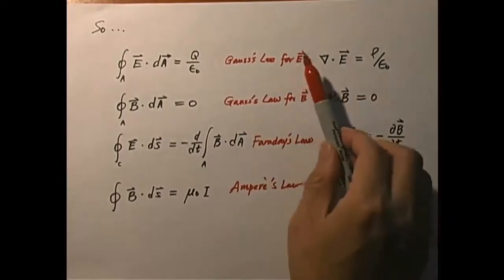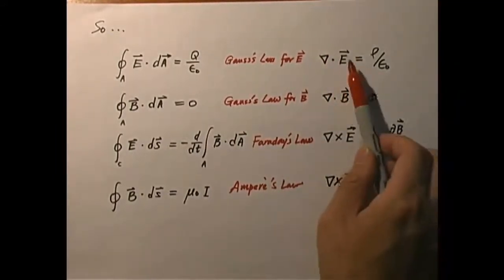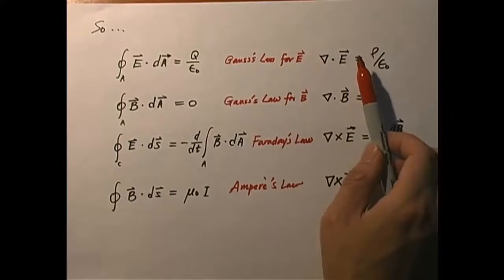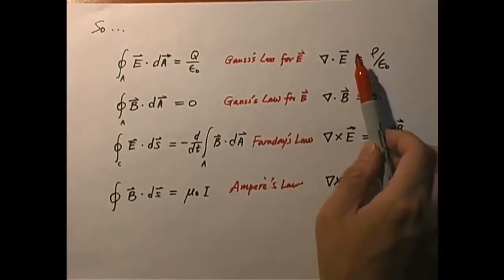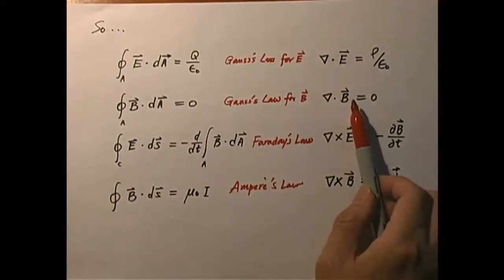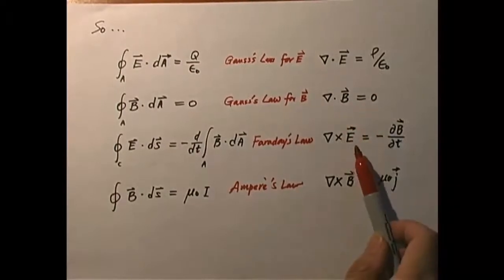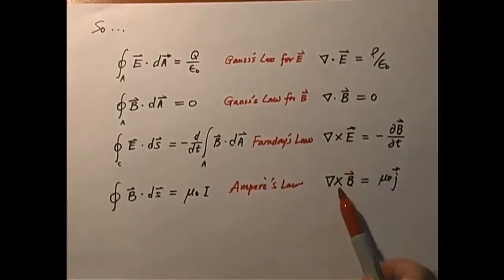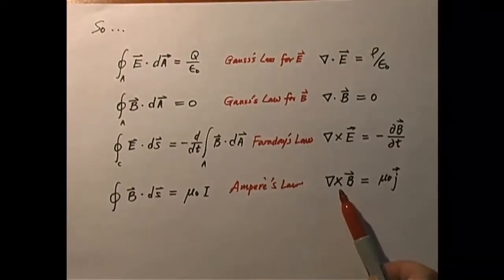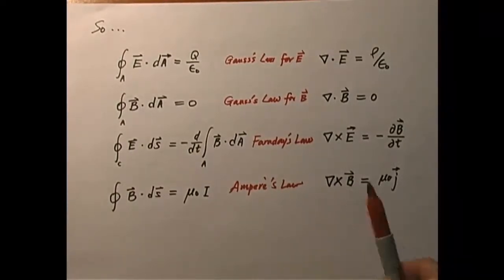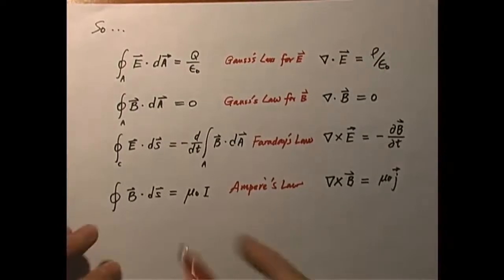Okay, converted to differential form, gradient dot E, that describes the longitudinal part of the electric field. Here's the longitudinal part of the magnetic field, which doesn't exist, and here's the transverse part of the electric field, and here's the transverse part of the magnetic field. Okay, so this equation set is called Maxwell's equations.